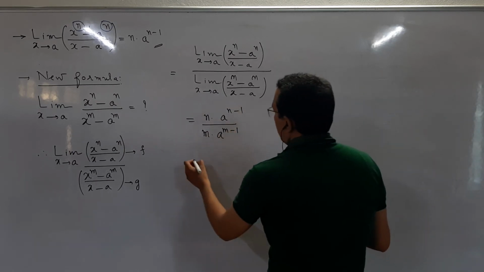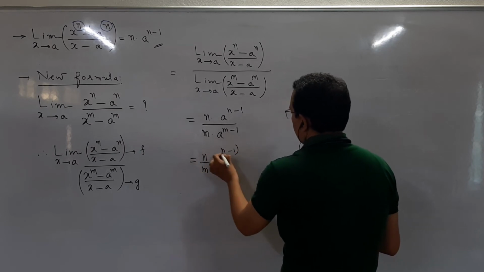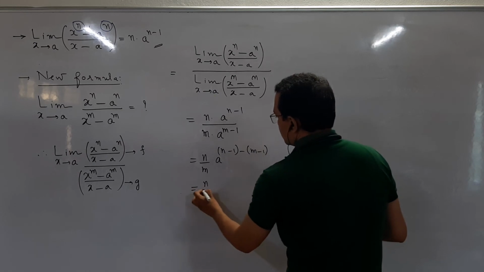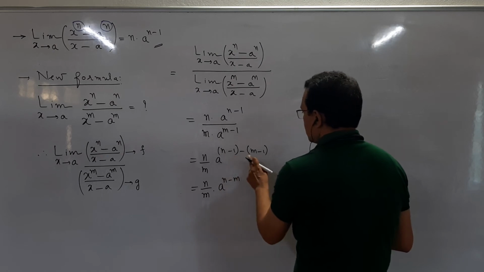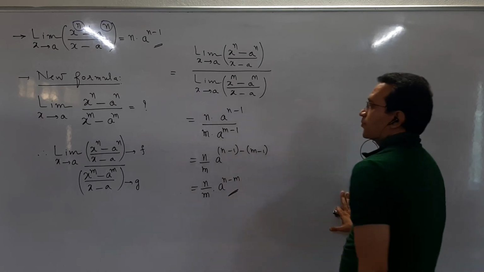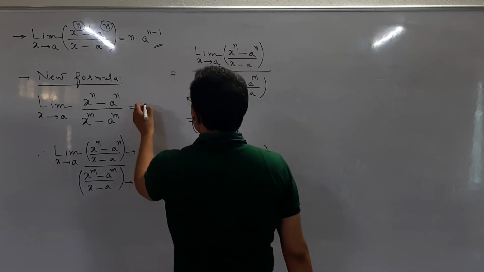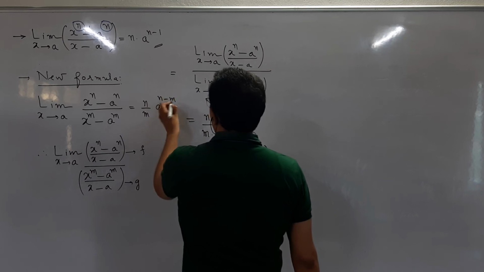So, if I take this power in the numerator, this will be a raised to n minus 1 minus m minus 1. So, this becomes n by m, a raised to n minus m. Minus 1 plus 1 gets cancelled. So, derivation is not important. You have to only remember the answer of this, which is n by m, a raised to n minus m.